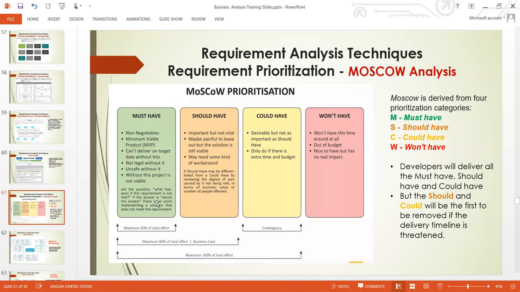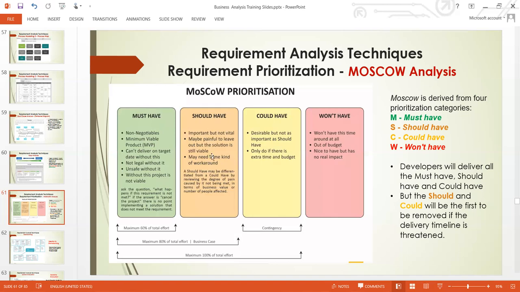So ask the question, what happens if this requirement is not met? If the requirement is not met, there is no point implementing a solution that does not meet this requirement. It means that the project should be cancelled. So this should be the nucleus of this project. You can't do anything without this particular requirement.